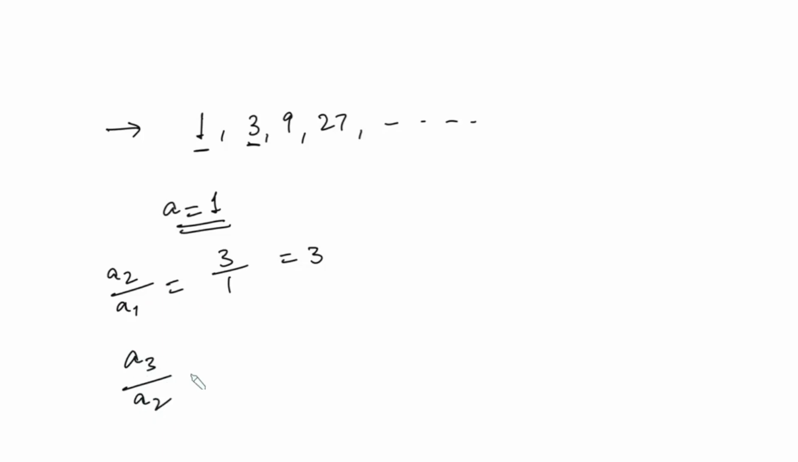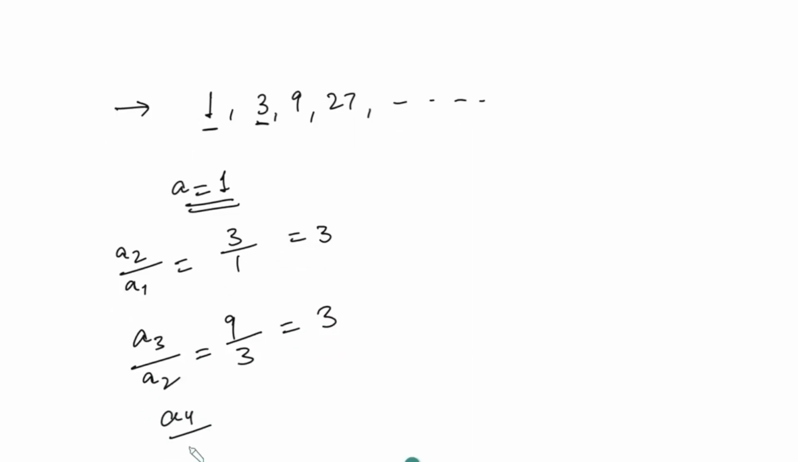This sequence is a GP because here the first term a equals 1, which is not equal to 0. If we find the ratio of the second term and the first term, which will be 3 over 1, is equal to 3. So that is a2 over a1. Similarly, if you find a3 over a2, that is 9 over 3, again 3. If you find a4 over a3, which is 27 over 9, again that is equal to 3. As the ratio of any two successive terms is equal, therefore this sequence is a GP.